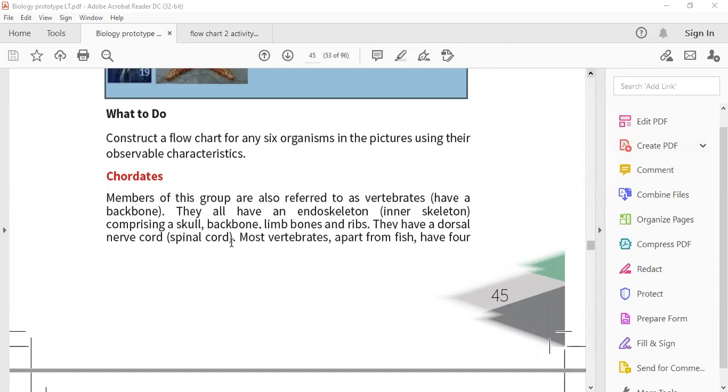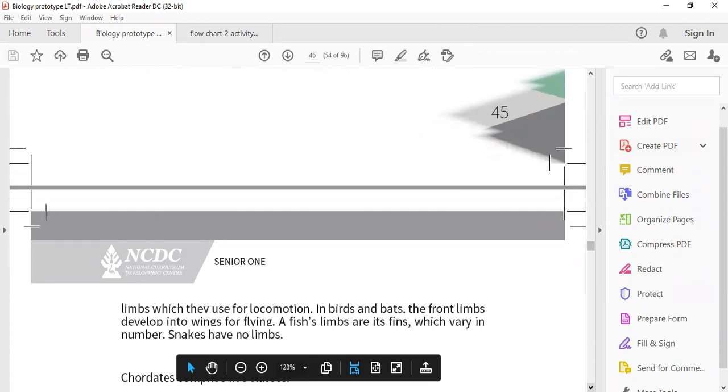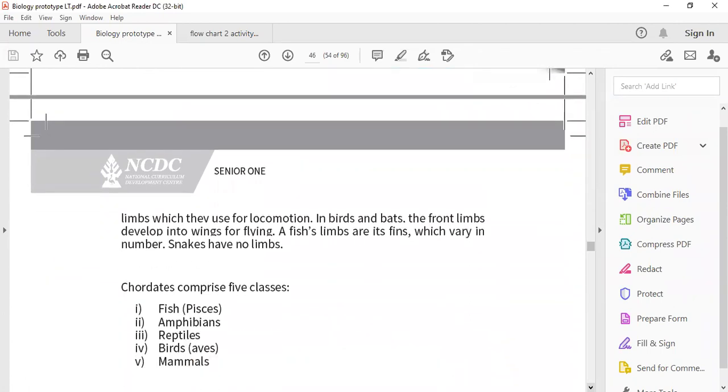And then you have pharyngeal slits, which for us we retain as a eustachian tube. Others, you see those slits remain. So those three main ones make what we call a chordate. However, they have different ways of movement. We have those which have limbs. We have those without. Like we have said, the snakes, which are reptiles, they don't have limbs.